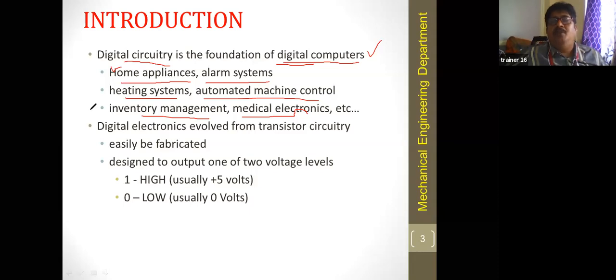Microwave oven, right? Very good. Induction stoves, very good, electric stoves. These are all digital computers. That means a small monitor is there, microcontrollers, right? And washing machine is also. And next, refrigerator, right? Very good.